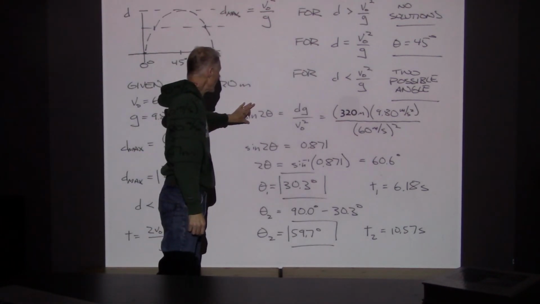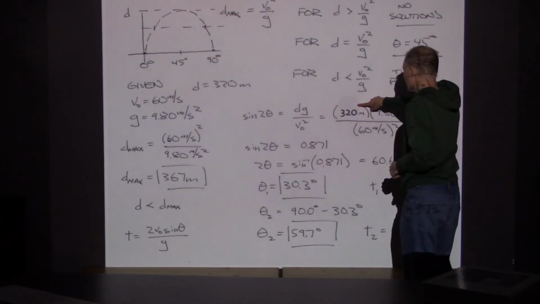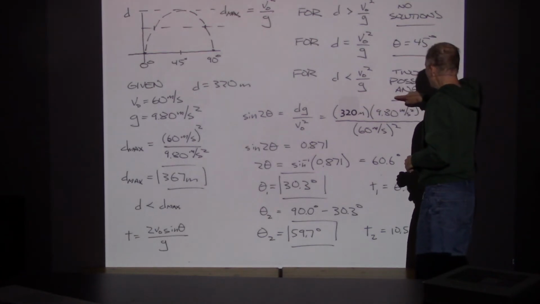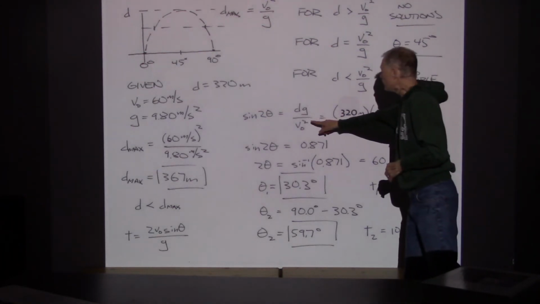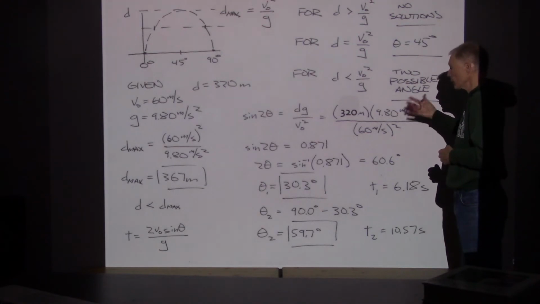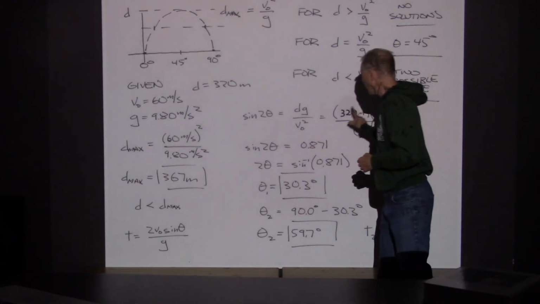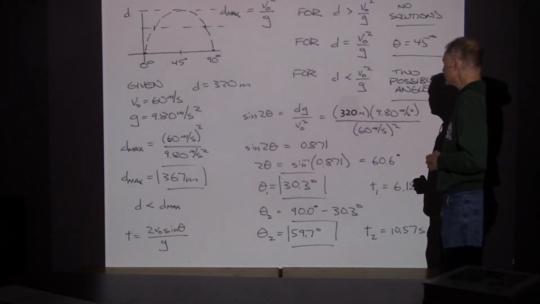The sine of 2 theta then needs to be equal to the target we're trying to hit, which is at 320 meters, times Earth's gravitational field, 9.80 meters per second squared, divided by v naught squared, which is the 60 meters per second, squared. Now, when I solve all that, the sine of 2 theta turns out to be 0.871.